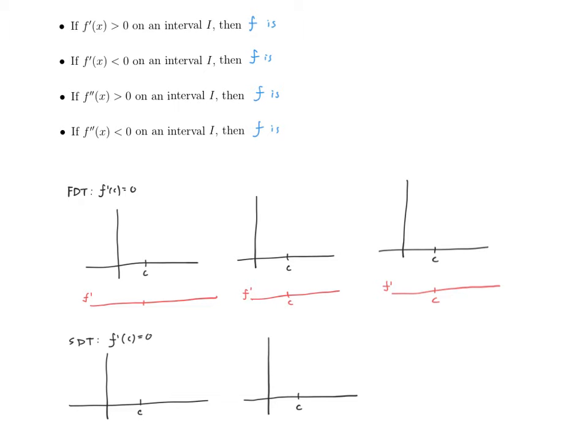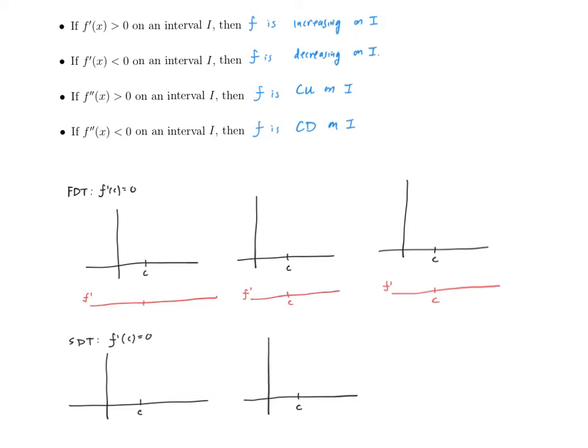So recall that the first derivative tells us something about a function being increasing or decreasing. So if the first derivative is positive, the function is increasing on that interval I. If the first derivative is negative, the function is decreasing on the interval I. Similarly, a second derivative is going to tell us something about concavity. If the second derivative is positive on an interval, then f is concave upward on I. And if the second derivative is negative, that indicates that the function is concave downward.